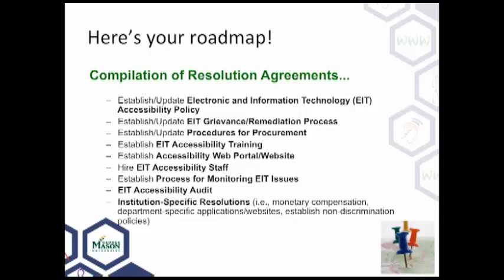You should be hiring EIT accessibility staff or designating staff who have a significant role in ensuring that the university is doing what they need to do around electronic and information technology accessibility. There should be a process for monitoring EIT issues, so ongoing. Are you continuing to look at accessibility in the years ahead?